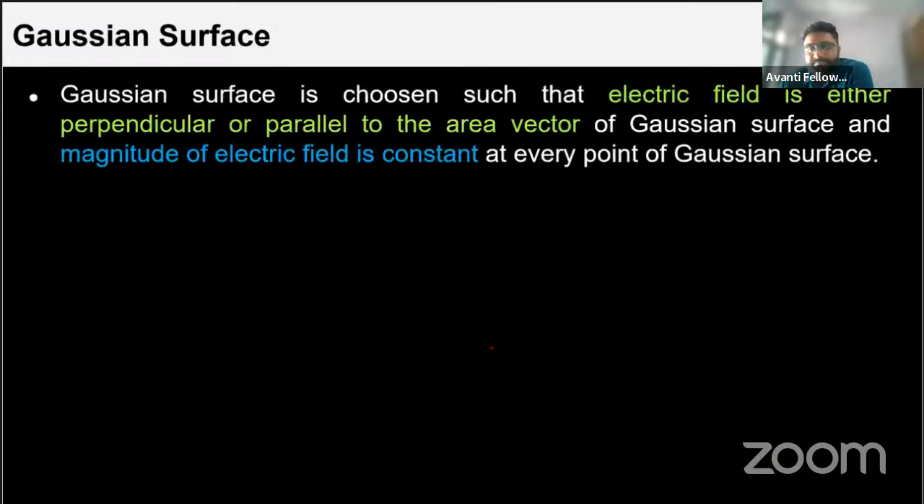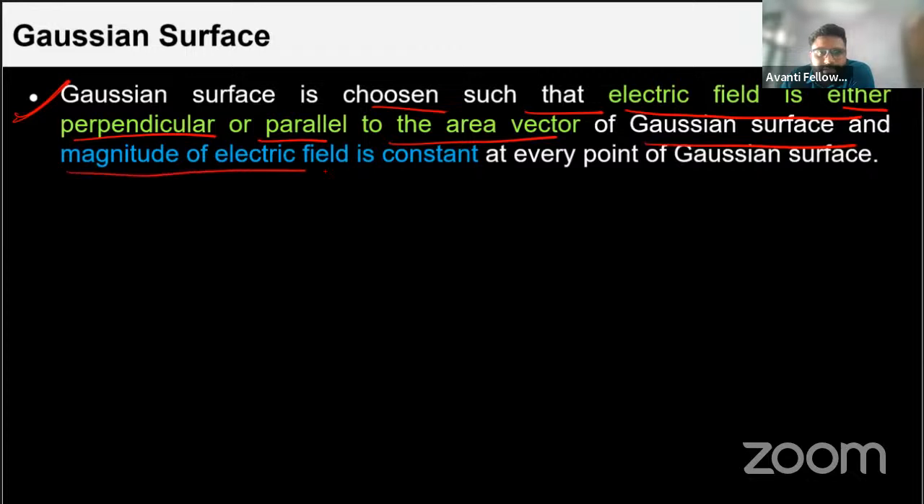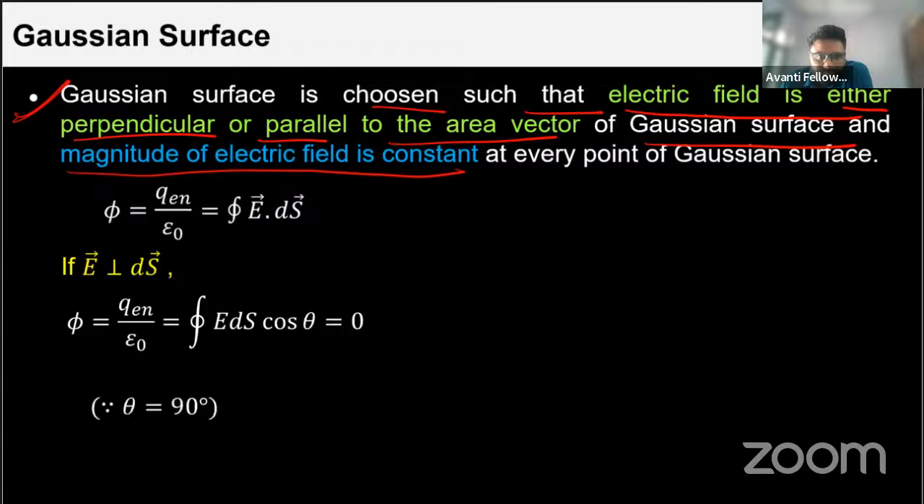Now, this is the really important condition for a Gaussian surface. A Gaussian surface is chosen such that the electric field is either perpendicular or parallel to the area vector of the Gaussian surface, and the magnitude of the electric field is constant at every point of the Gaussian surface. Now let us understand it in a detailed manner.